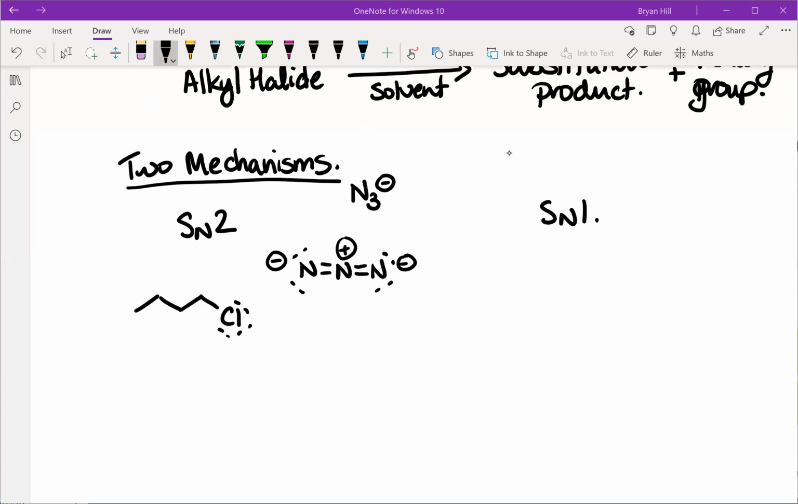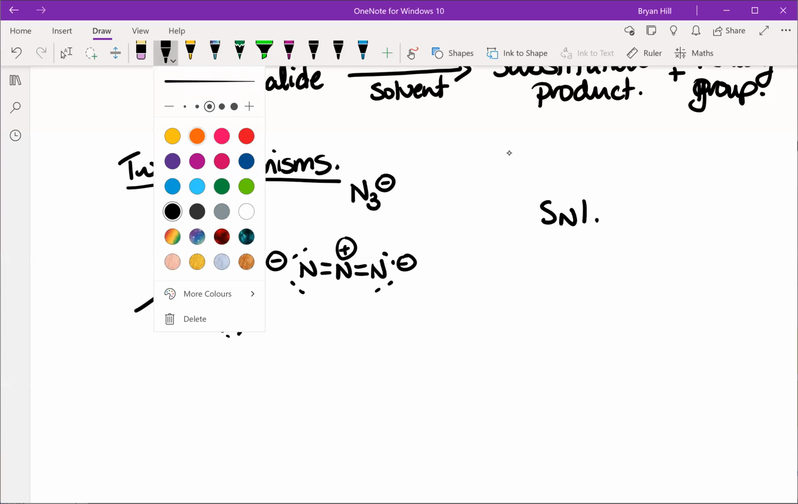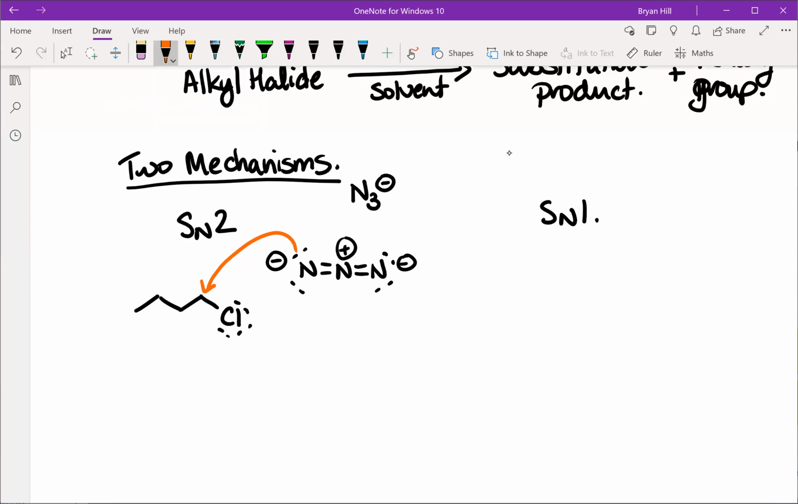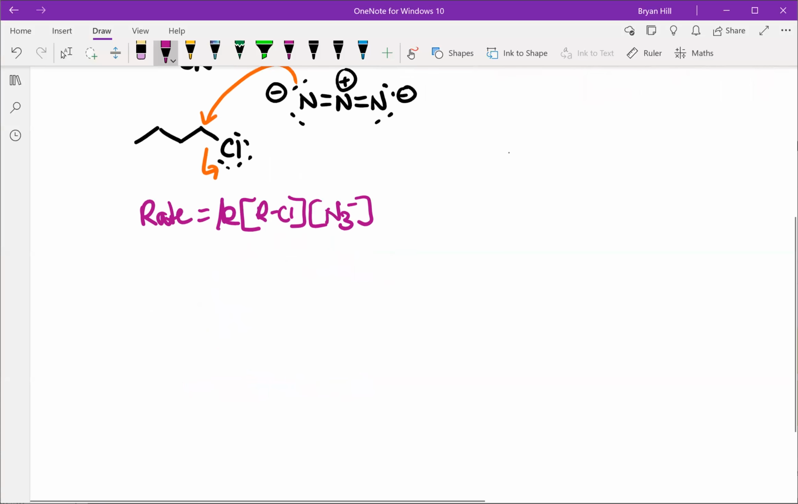So the two mechanisms, SN2. This is the one where the electrons attack the partial positive and the leaving group leaves. So the rate for this reaction is some rate constant, and it's dependent upon our Cl and azide, because in the energy diagram, the rate determining step involves both.